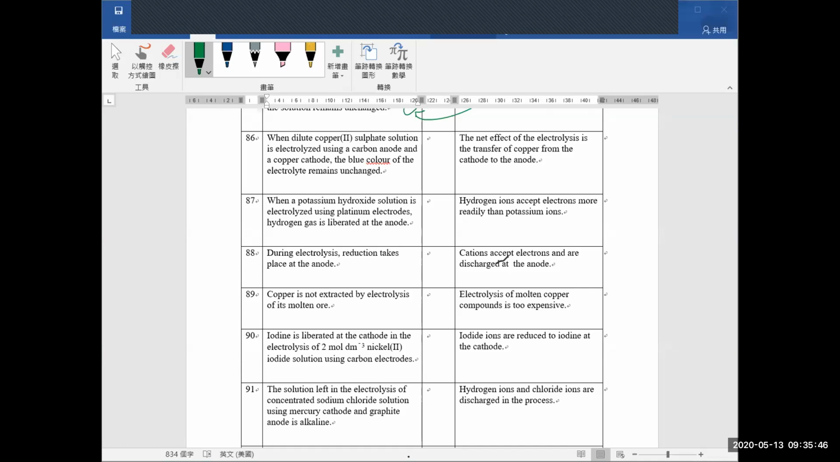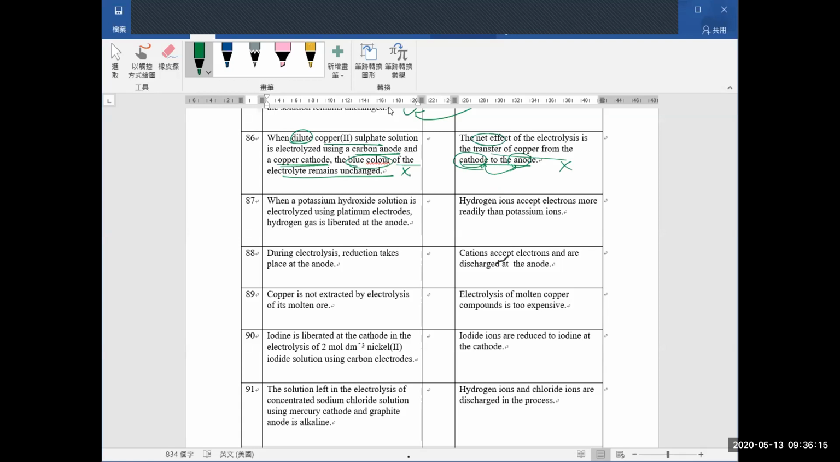You think it's just A? Now, dilute copper sulfate solution is electrolyzed with a carbon anode and a copper cathode. The blue color of the electrolyte remains unchanged. The net effect is transfer of copper from the cathode to the anode. They are not the same, right? So this statement is incorrect. This statement is also incorrect.